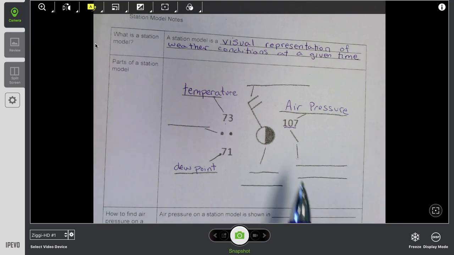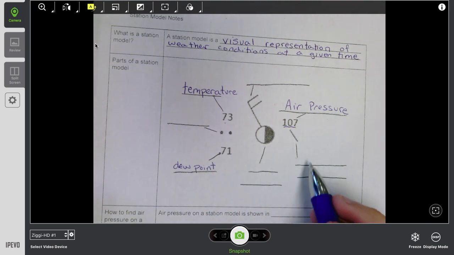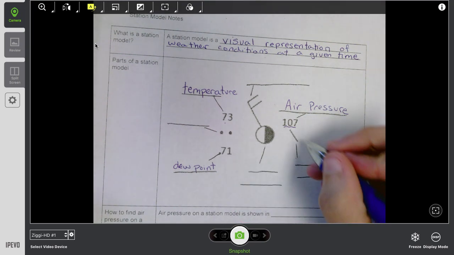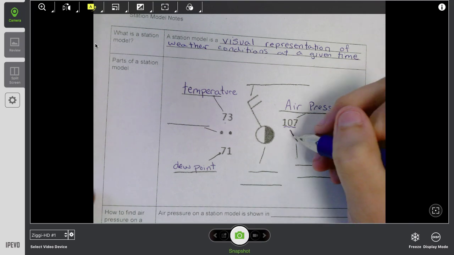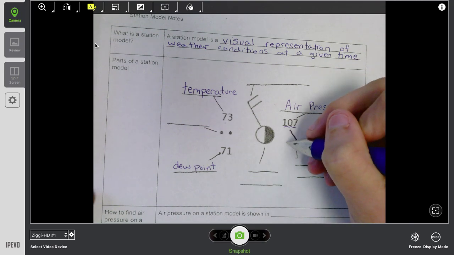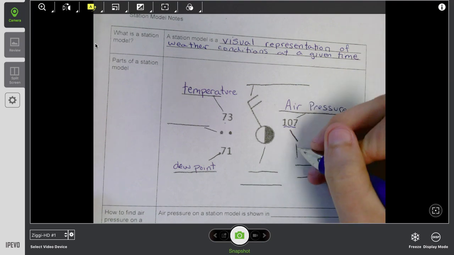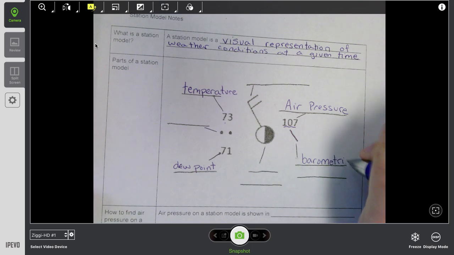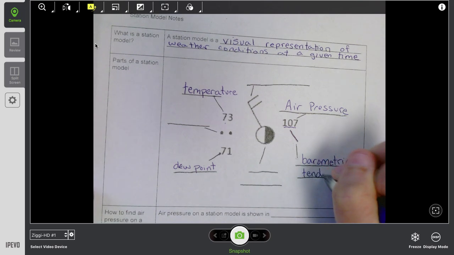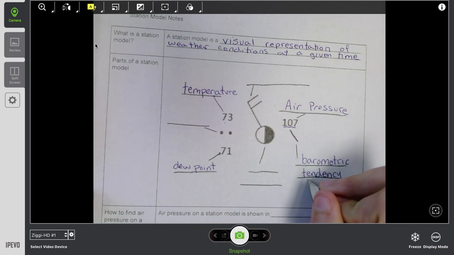Now let's look at some of these other gadgets around here, these other little symbols. Let's just work our way around this way. Sometimes this line will be here, sometimes it won't. Sometimes it will be facing the other way, like going up a hill instead of down. This tells you the barometric tendency. Basically, is the air pressure rising or falling?